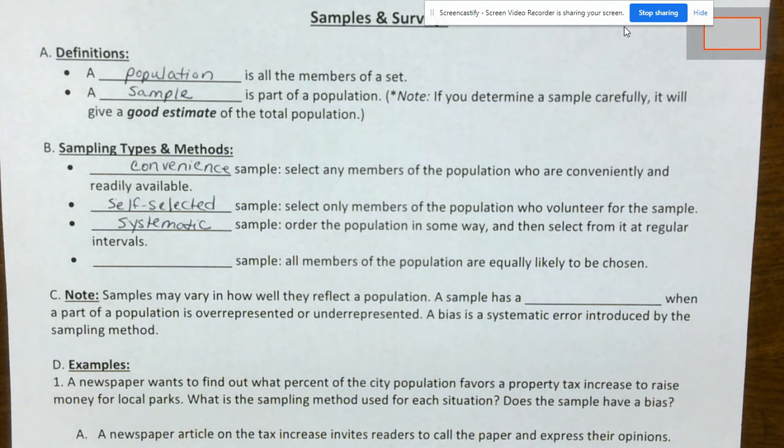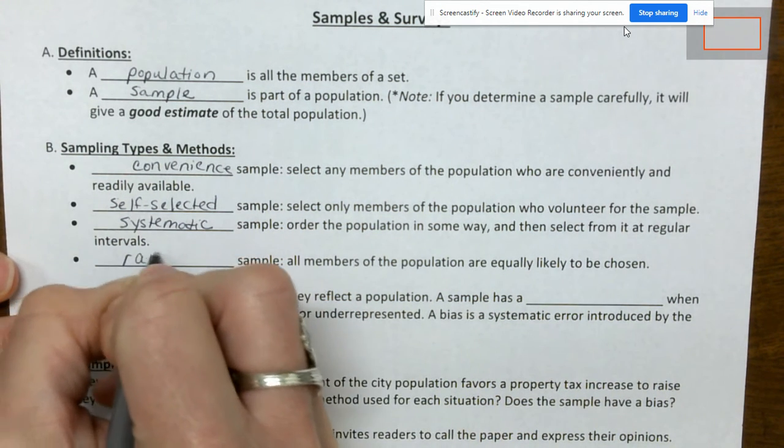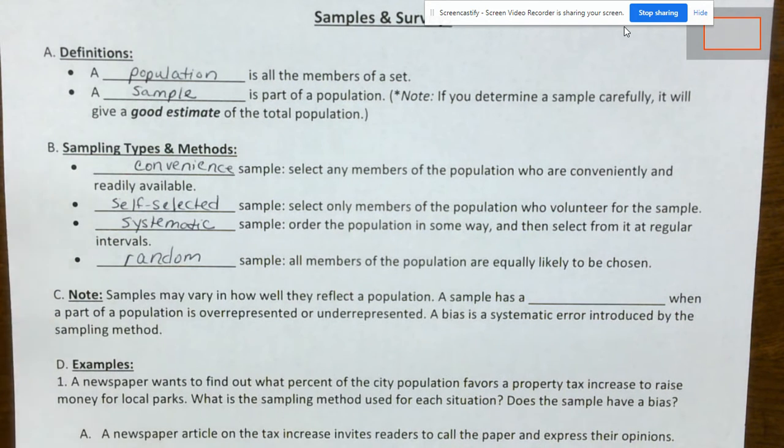Then our last type of sample is a random sample. That's where all the members of your population are equally likely to be chosen. So for instance, at Randleman High School, that might mean I would randomly stand in the cafeteria during lunchtime and choose students randomly to take my survey.